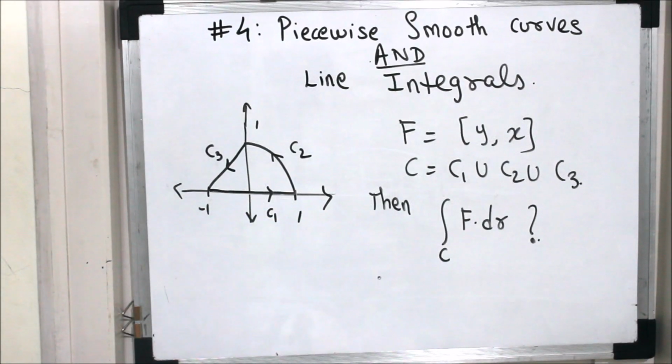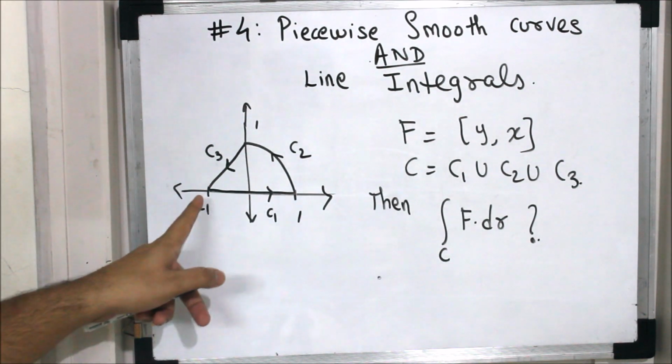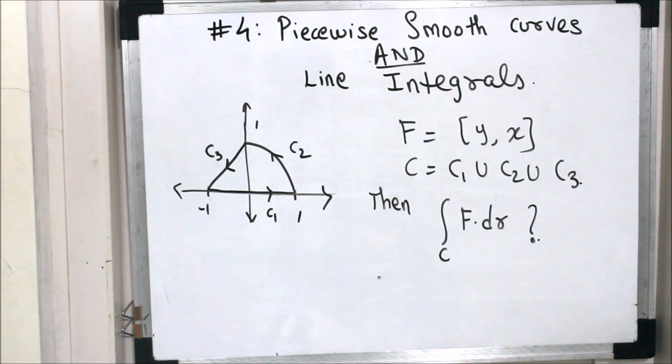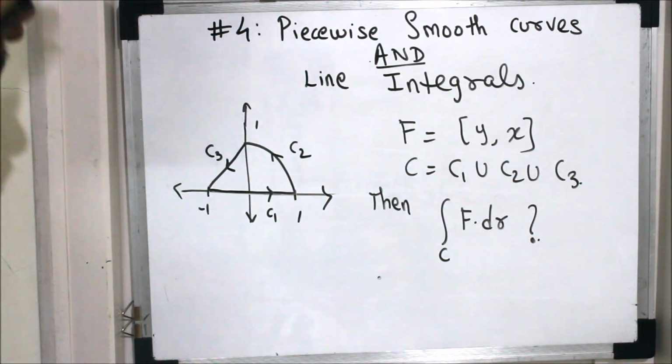Hello everyone. So welcome to the fourth session on piecewise smooth curves and line integrals. This is a continuation of my previous session. In the previous session I missed out on how to deal with curves which are piecewise smooth. We saw that if the curve is overall a smooth curve, then we saw how to do the line integral. But if you have a piecewise curve, what does that mean?